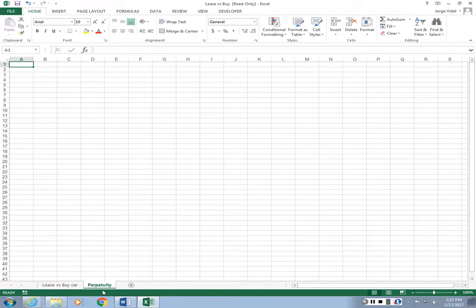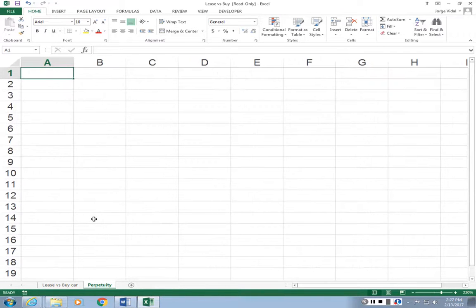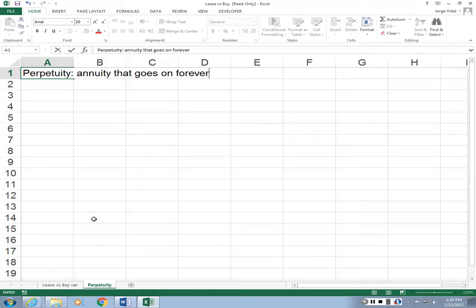So I'm going to show you how to do perpetuities in Excel. What is a perpetuity in Excel? Oh, not in Excel, in finance. So it's an annuity that goes on forever. So you have the same payment that goes on forever. That's what we call perpetuities.